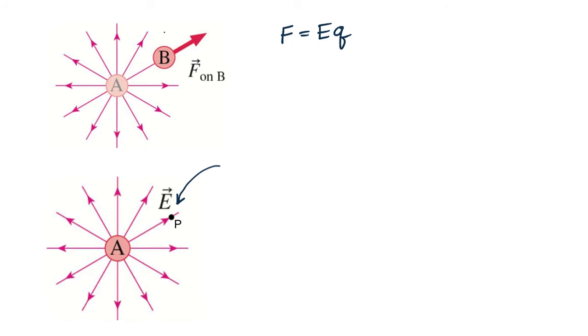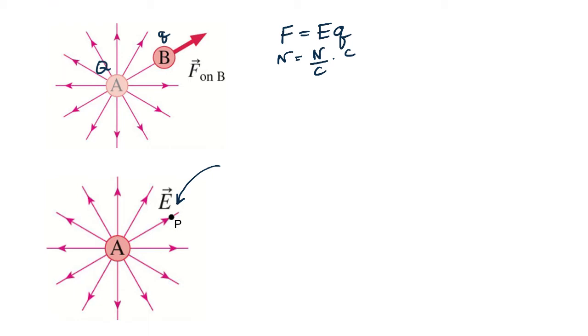I'm going to label B as little q, and A I'm going to label as big Q because it's the source charge. That electric field, we just have to know that it's the field produced by A, and then little q is the charge represented by B. So that's the definition of electric field. If I know the field and I put a charge q in it and multiply the two, I get the force. Electric field is defined as newtons per coulomb because when I multiply by coulombs, I will get newtons.